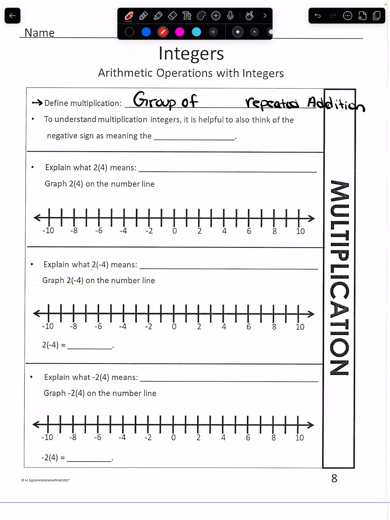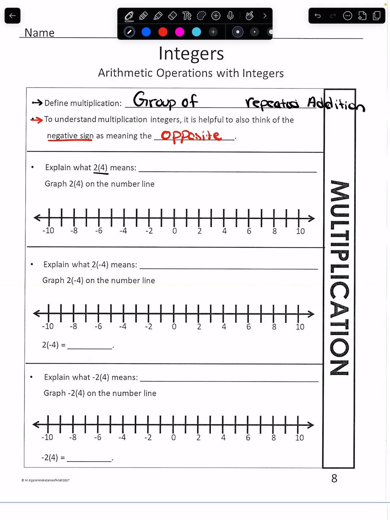Our next line here says, to understand multiplication integers, it is helpful to also think of the negative sign as meaning the opposite. So negative sign, opposite. All right? So let's do an example.